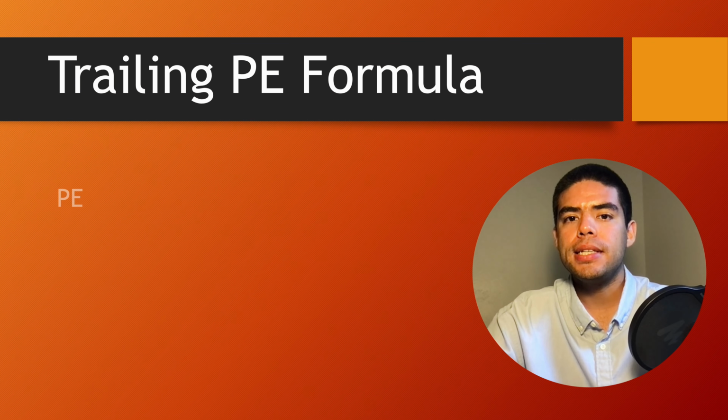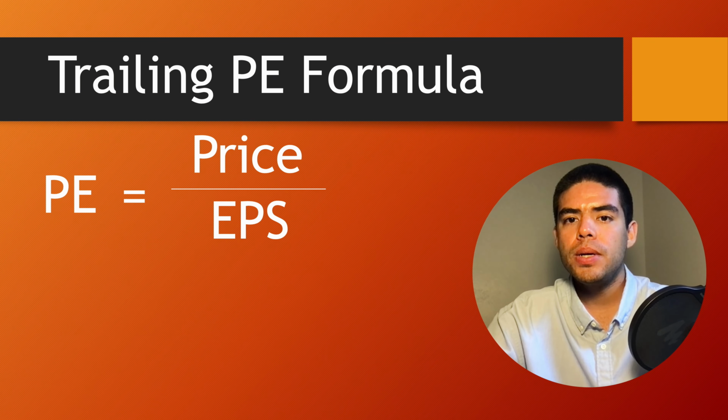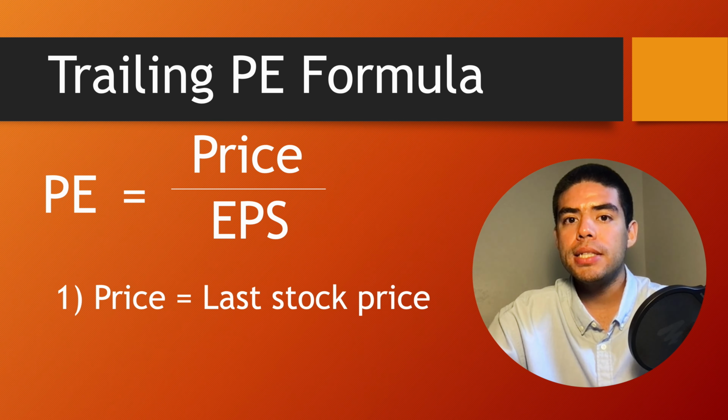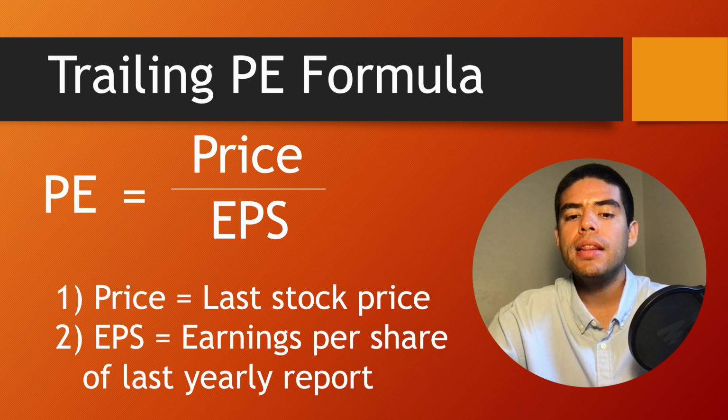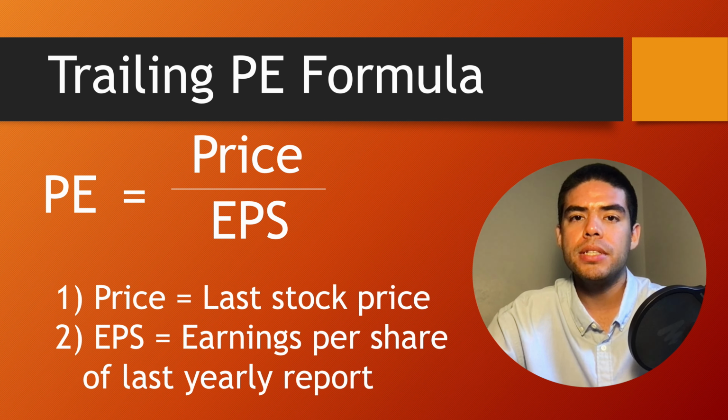Trailing PE is the price to EPS of a company based on its last yearly report. So the price is going to be the last stock price, and the EPS is equivalent to the earnings per share of the last yearly report. So for example, this video is being recorded midway 2024. So the most recent full data available for this year is from the 2023 balance statement, since all 4 quarters of the 2023 data is provided there.